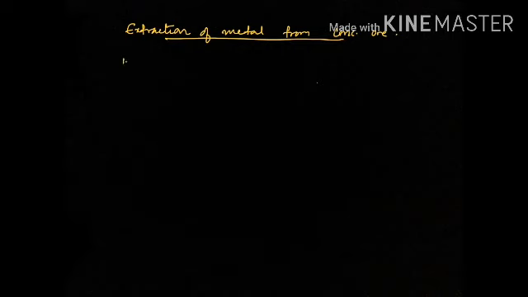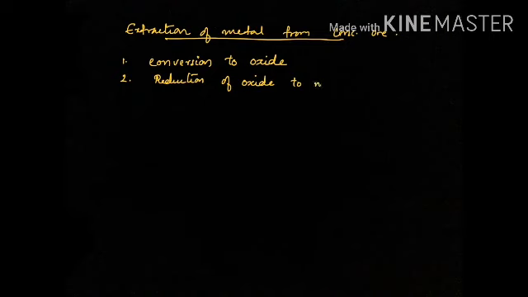So the first step is conversion to oxide. Conversion to oxide. And the second step is reduction. Reduction of oxide. Reduction of oxide to metal. Okay. So the extraction of metal from concentrated ore, it involves two steps. So first step is conversion to oxide. So conversion of the concentrated ore to its oxide form. And the second step is that particular oxide, the metal in the oxide form, should undergo reduction such that we will get our metal. Okay. So the first step is conversion to oxide and the second step is reduction of oxide to metal.